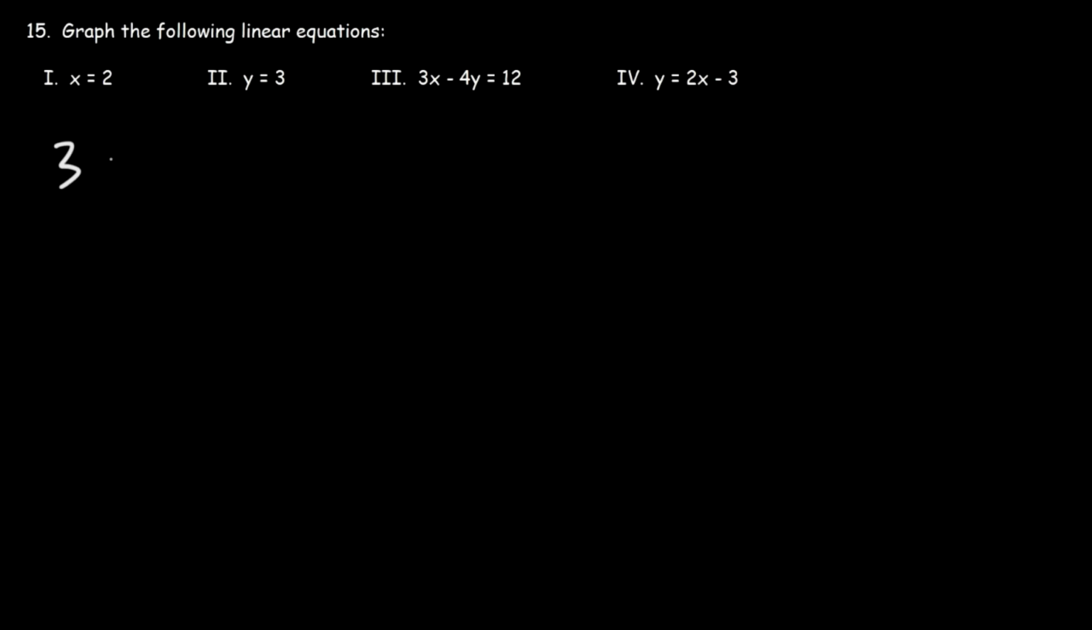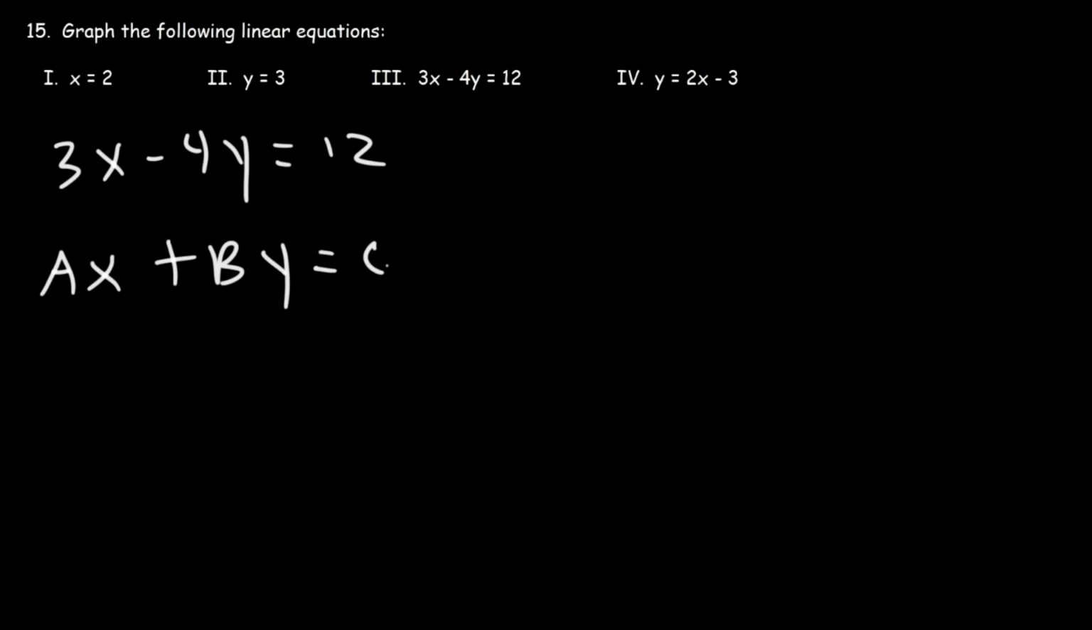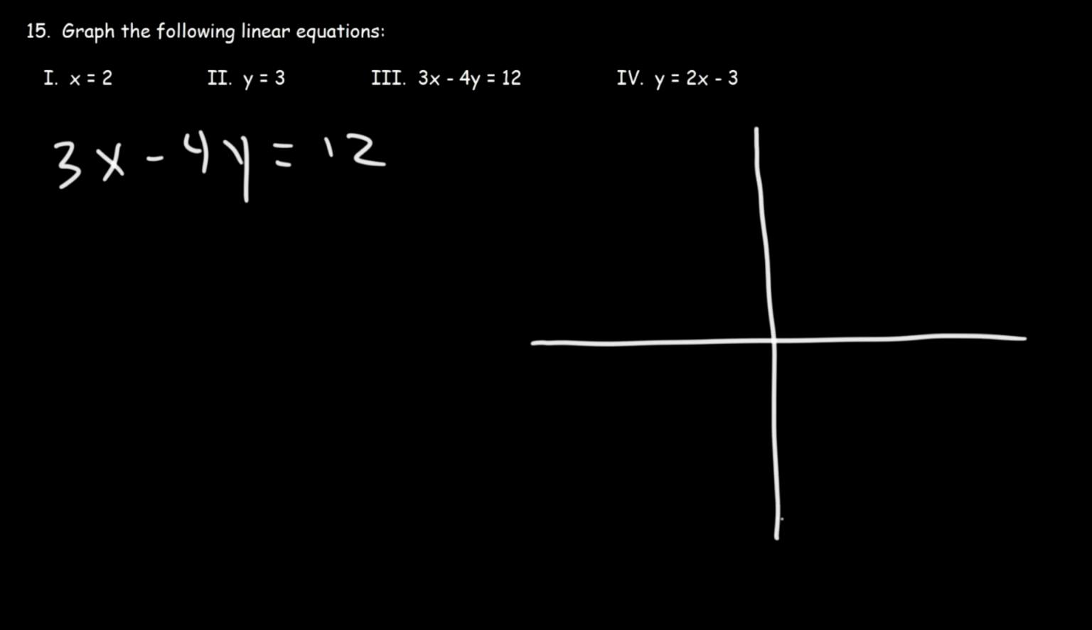Now let's move on to the third equation. How can we graph the linear equation 3x minus 4y is equal to 12? Notice that it's in standard form, ax plus by is equal to c. If you want to graph a linear equation in this form, the best method that I think you should use is to find the intercepts, the x and the y-intercepts.